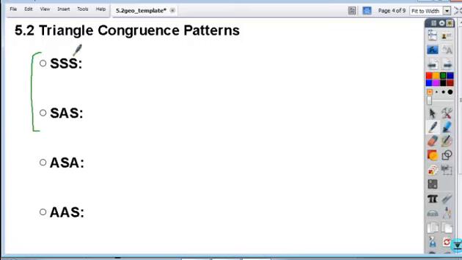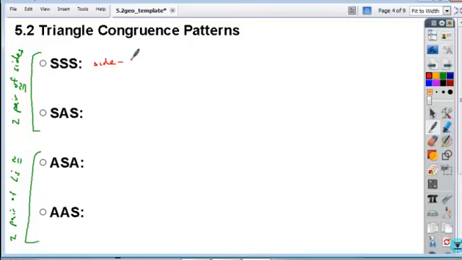SSS and SAS. The S's stand for sides and the A stands for angle. These are the patterns that involve 2 pair of sides being congruent. And then the bottom ones, ASA and AAS, angle side angle and angle angle side, involve 2 pair of angles being congruent. Okay, so let's take a look at how you can use the shortcuts for these.